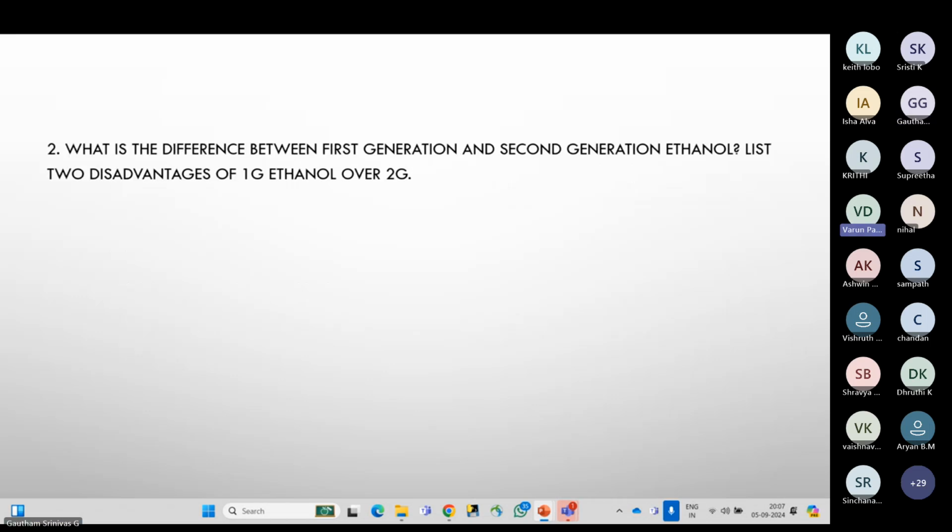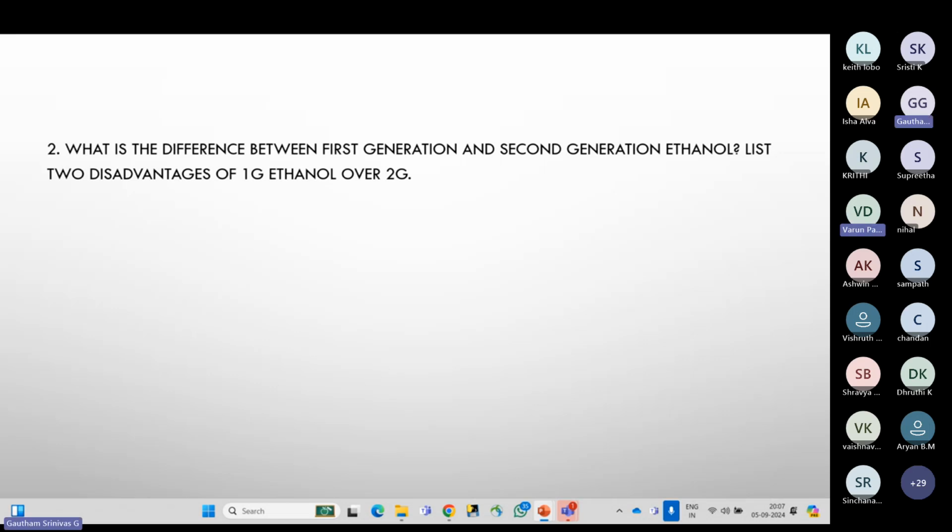Next one is: what is the difference between first generation and second generation ethanol? List two disadvantages of 1G ethanol over 2G. The differences we have already spoken about, so I'll just ask you the disadvantages. One disadvantage is the debate on food versus fuel. One more disadvantage is the land required.